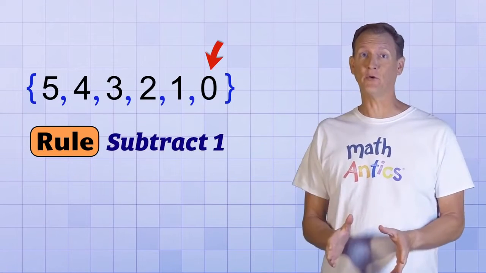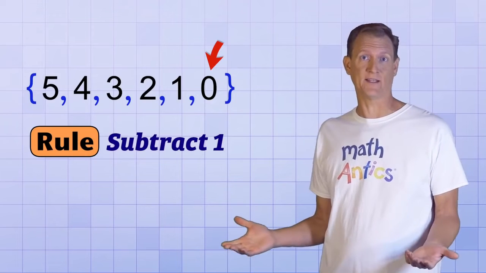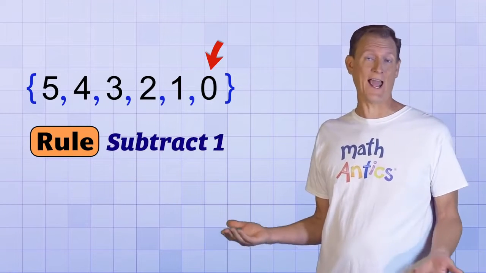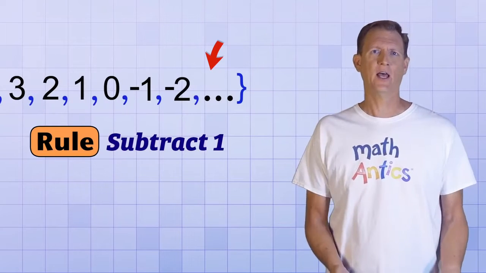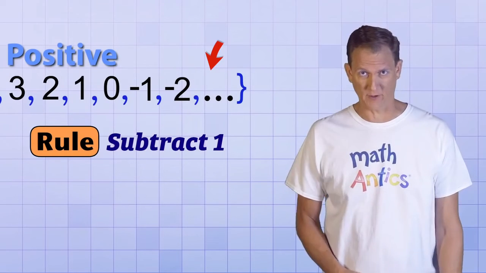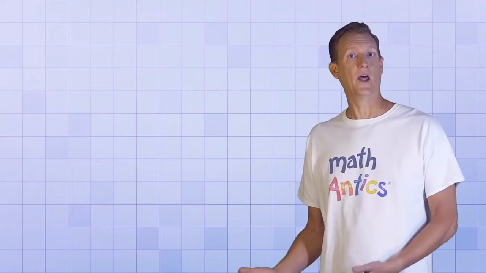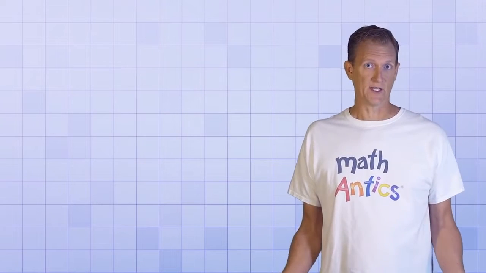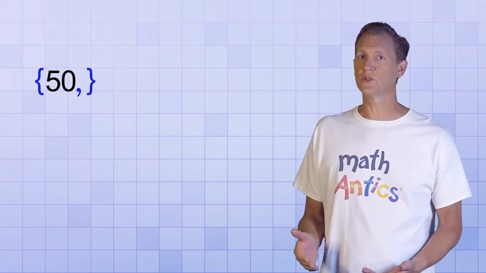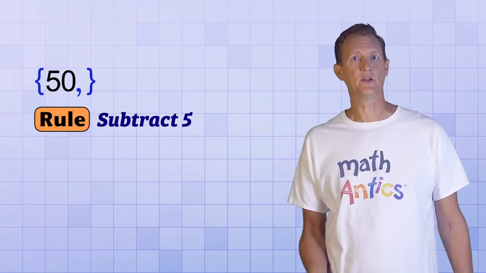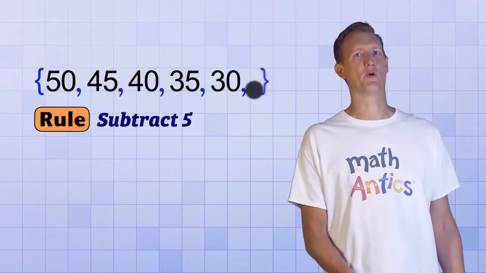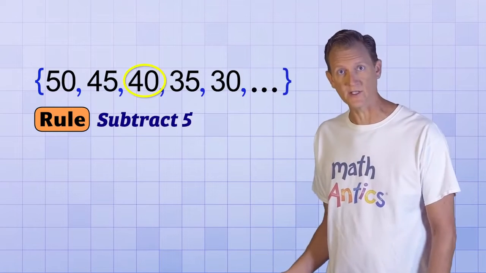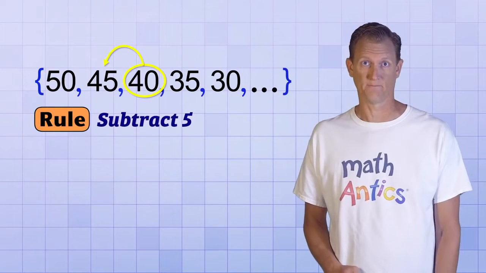Oh, and some of you who are familiar with negative numbers will realize that this countdown sequence really doesn't have to stop at 0. It could continue on forever in the negative direction. But we're just going to focus on positive numbers in this video. Another example of a subtraction sequence is to start with 50 and use the rule subtract 5. In that case, you'd get 50, 45, 40, 35, 30, and so on. Each element in the sequence is 5 less than the one before it.